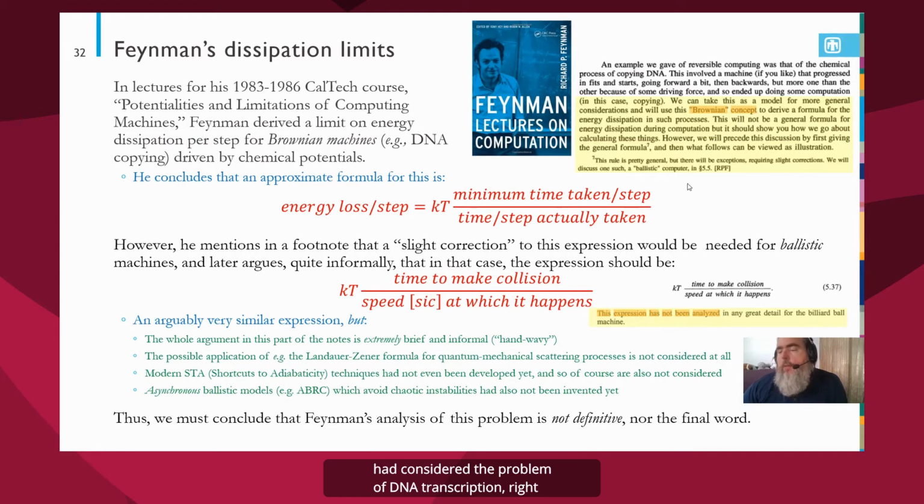Bennett had considered the problem of DNA transcription, right, and described that as an example of a reversible computation that is driven by chemical potentials. And so for that case, Feynman argues for an expression of this general form, where the energy dissipation depends on the ratio between the actual speed and maximum speed. And so that's the classic adiabatic scaling relation. And then he tries to extend that to the ballistic case.